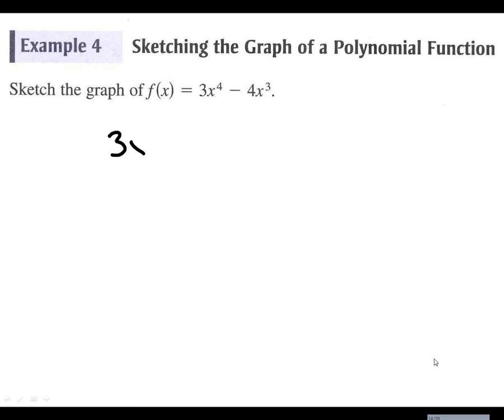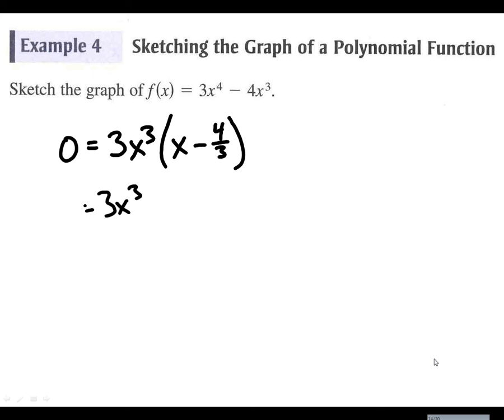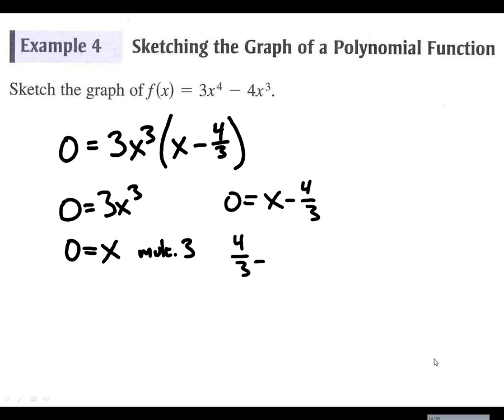I'm going to pull out a 3x cubed on this problem. So we're left with x minus 4/3. So right away I can see that I have 4 possible zeros, but actually only 2 zeros that show up. We have the first part, 3x cubed equals 0. That's going to be 0 equals x with a multiplicity of 3. And we're also going to have, from the second part, 0 equals x minus 4/3, so 4/3 equals x being our second 0.